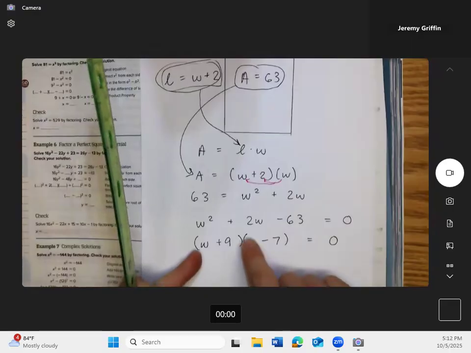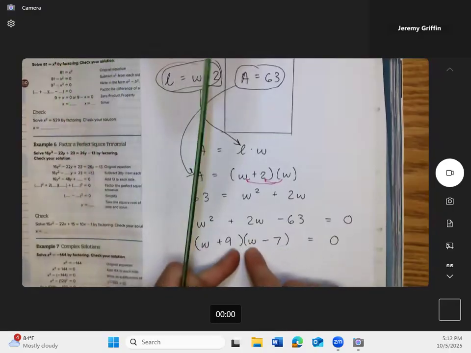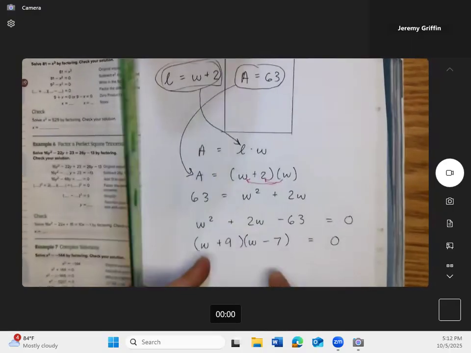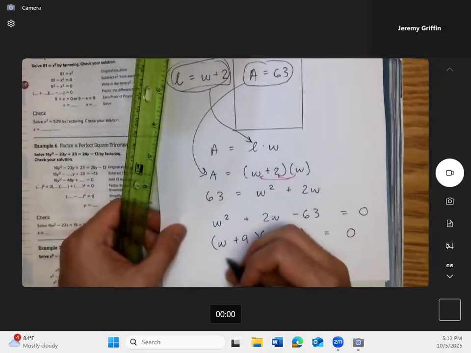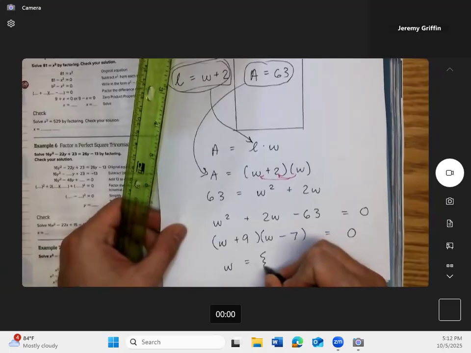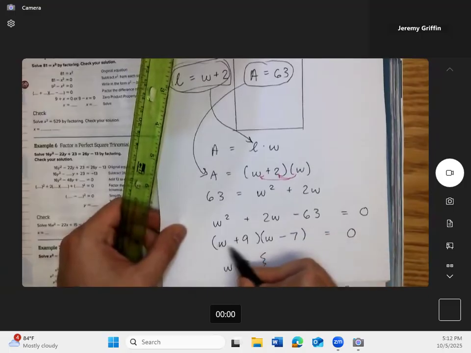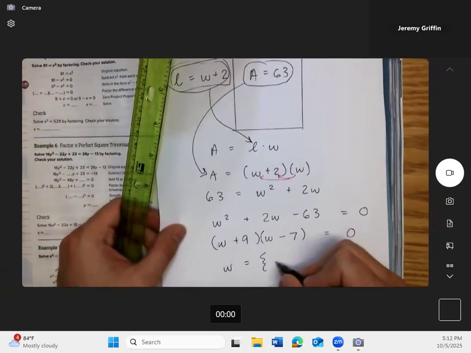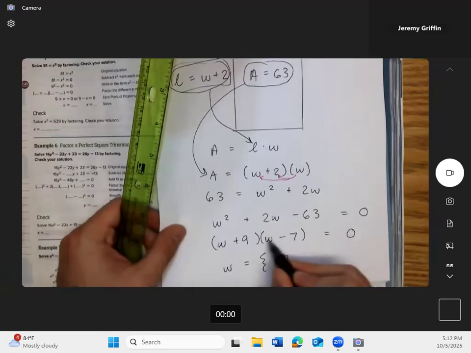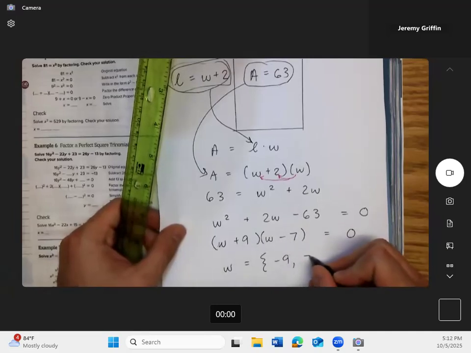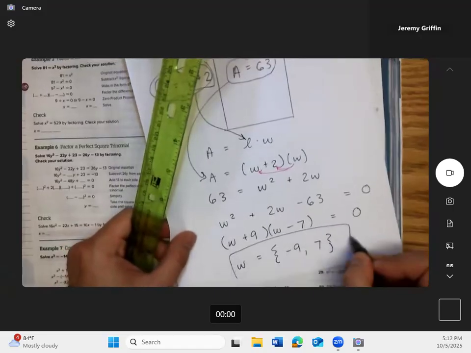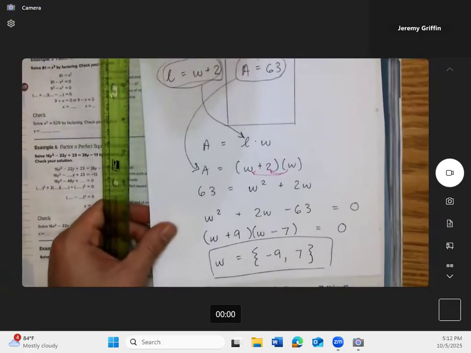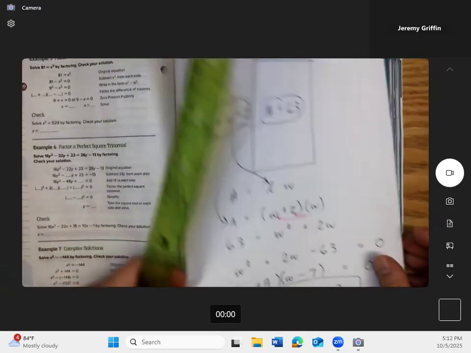So first, W squared, bing. Outside, inside, 9W minus 7W is 2W, bing. 9 times negative 7 is negative 63, bing. It all works. So W equals, okay, now if W is negative 9, this bit would zero out, and the whole thing is equal to 0. Negative 9. Or if W is equal to 7, this bit zeroes out, and the whole thing again is equal to 0. So 7. All right, so there are your solutions right there. Negative 9 and also 7. Just like that. All right, I like that.